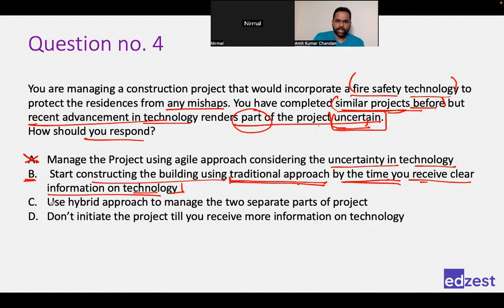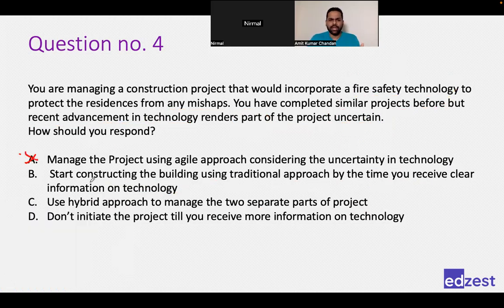Use a hybrid approach to manage the two separate parts of the project. Is it clear? There are two separate parts of the project. One is the fire safety technology, and another is the uncertain part. So there are two parts of the project, and we are saying that we will use a hybrid approach to manage the two separate parts. Now we have to think which one is better, B or C. B is saying continue building with the traditional approach by the time you receive clear information on technology. See, recent advancement in technology. Why do we use the Agile approach?